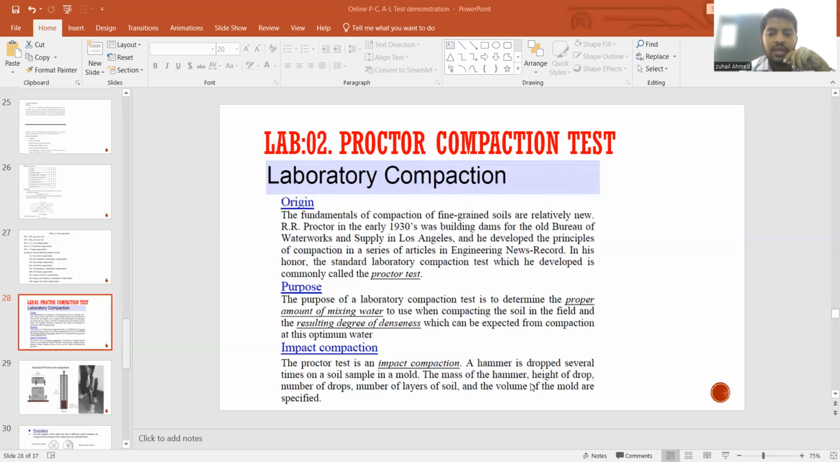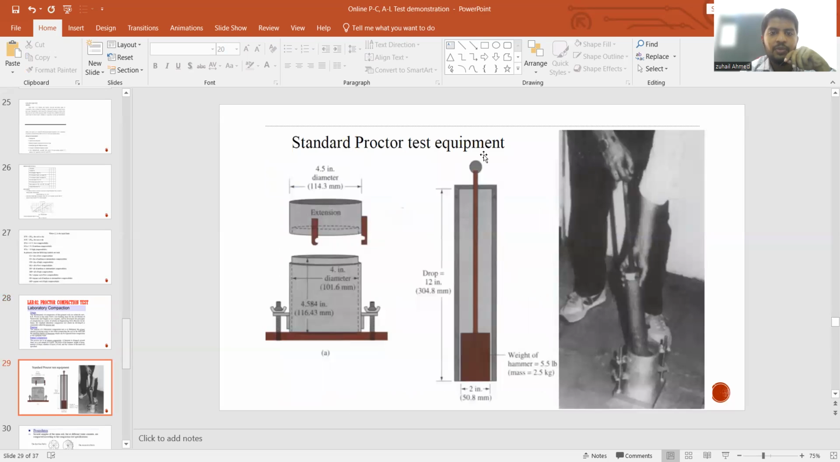The mass of the hammer, height of the drop, number of drops, number of layers of the soil, and the volume of the mold are specified. Those are the things that should be standard. This is the standard Proctor test equipment. The sizes are given, and I already told you those are standard.